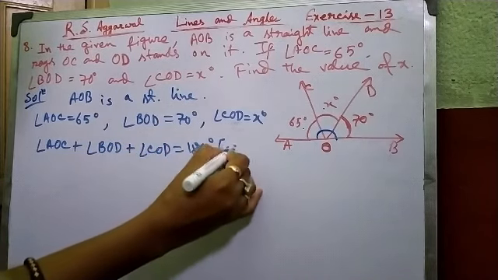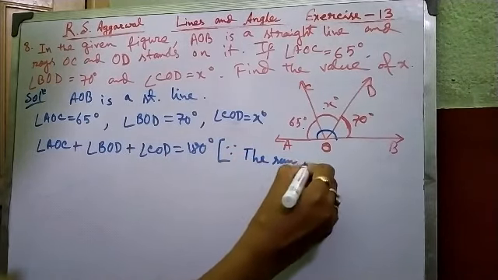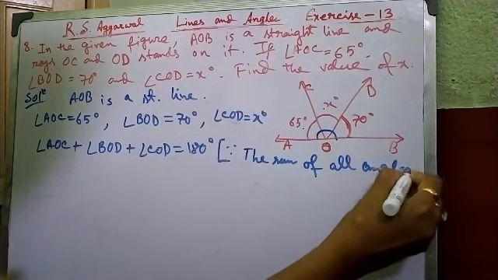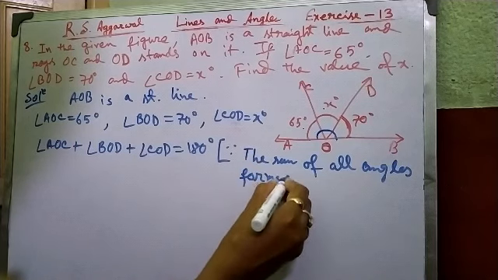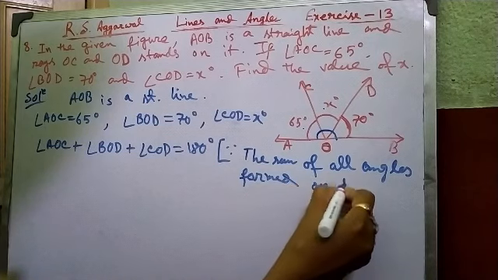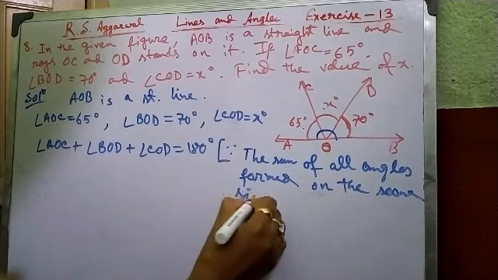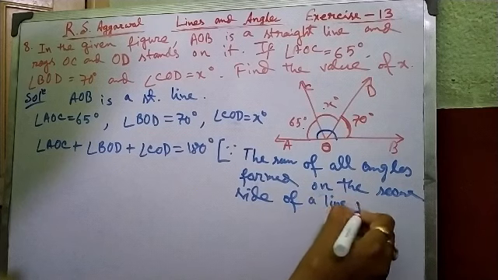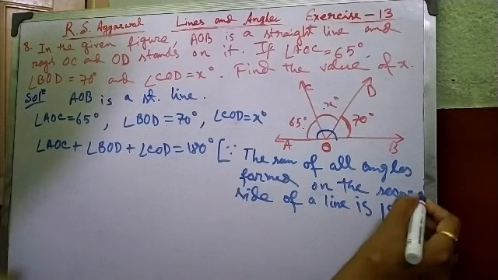Reason will be the sum of all angles formed on the same side of a line is 180 degree.